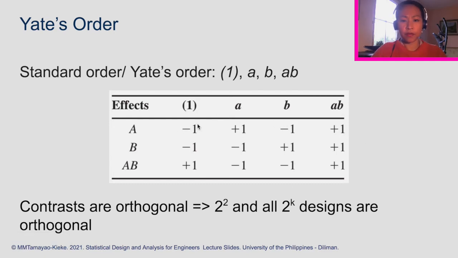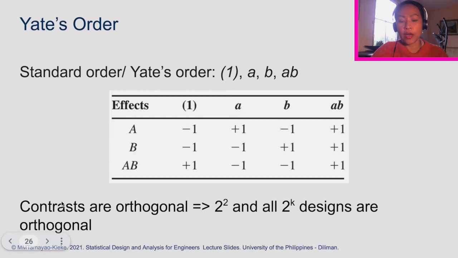So these here represent the levels at each combination. For example, this one represents low level of factor A, low level of factor B; high level of factor A, low level of factor B; low level of factor A, high level of factor B; and then high level for both. And then these are just obtained by multiplying these values here. So -1 times -1 is +1, and so on.